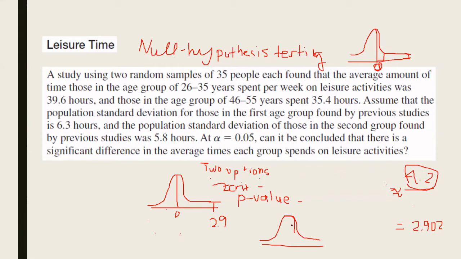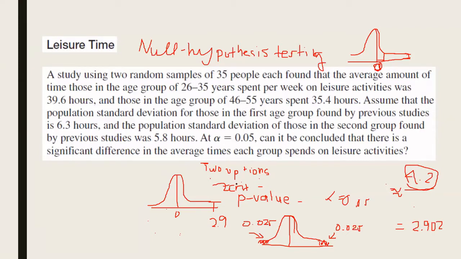Medyo balance na. So you just find the value that corresponds. Since this is a two-tailed test and our alpha is 0.05, the area here must be 0.025, and the area on the left must also be 0.025, so that when you add both of these, it will get you the alpha, which is 0.05.